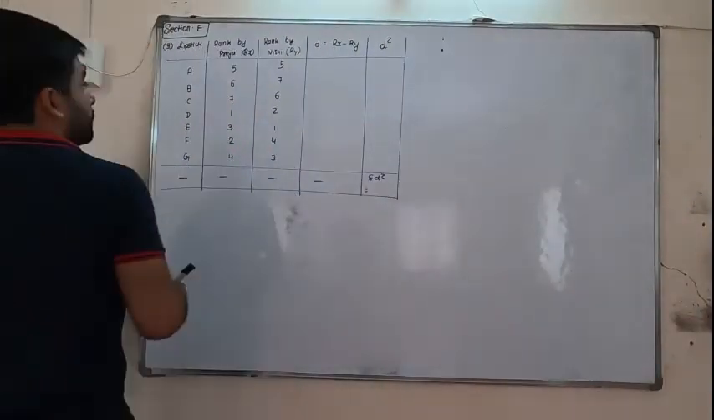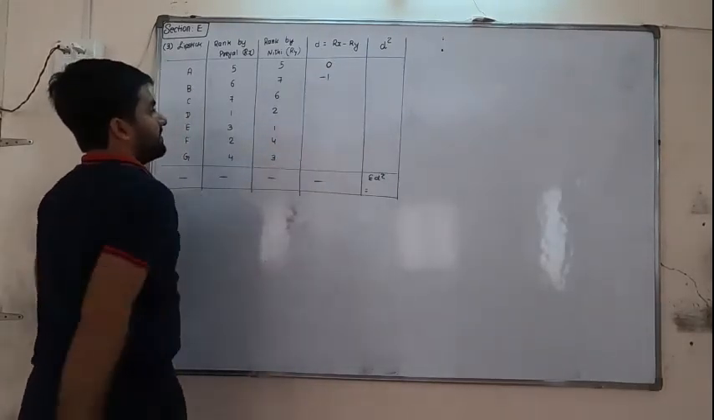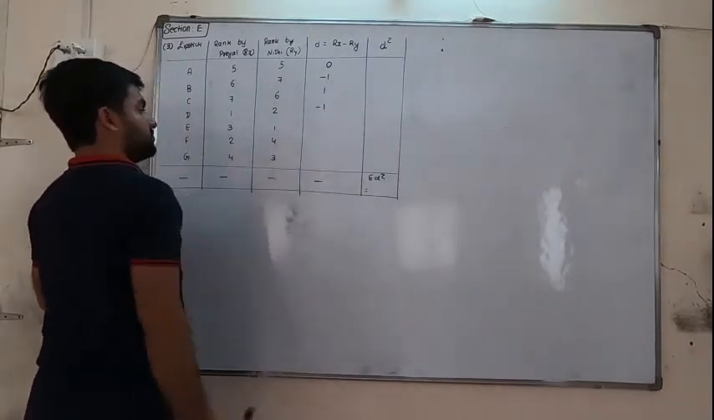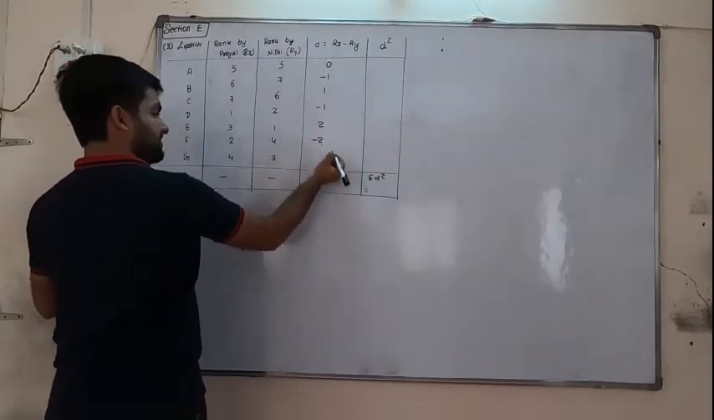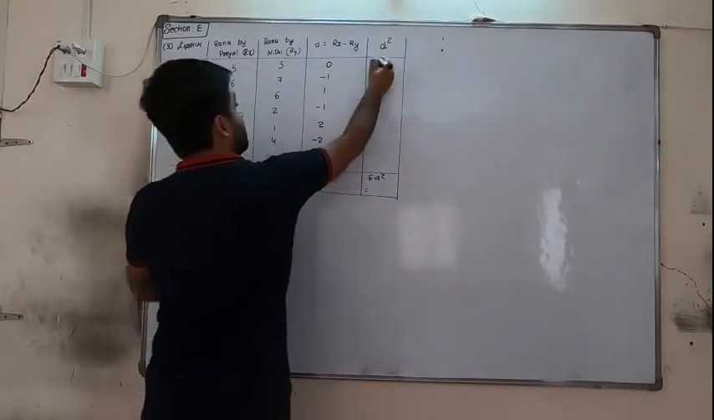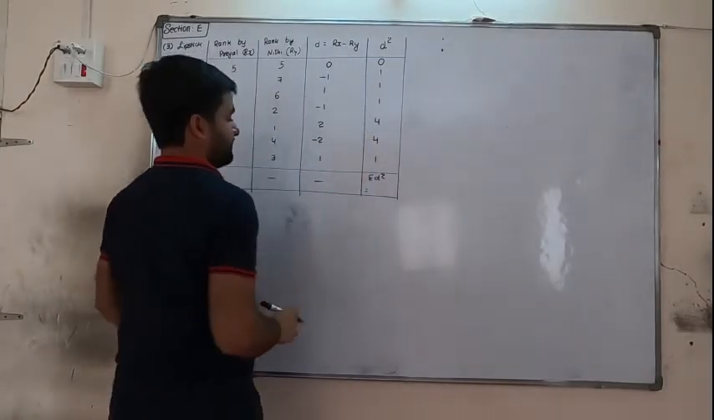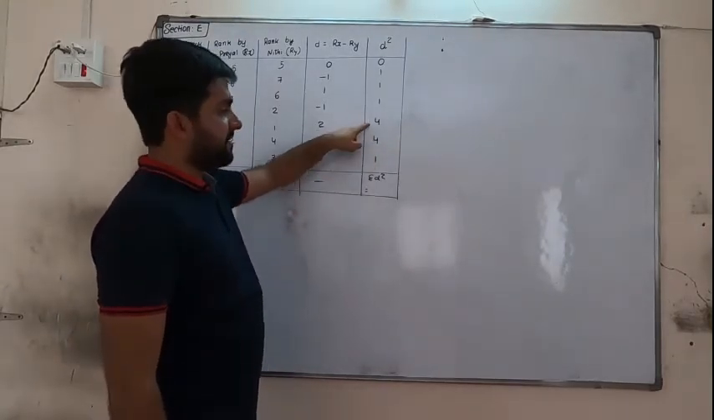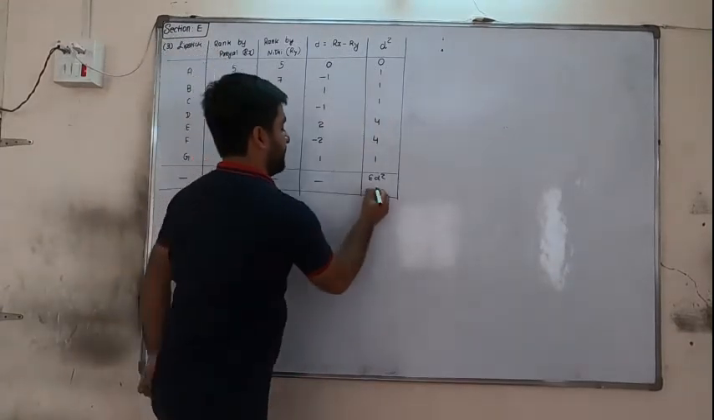So 5 minus 5, 0. 6 minus 7, minus 1. 7 minus 6, plus 1. 1 minus 2, minus 1. 3 minus 1, 2. 2 minus 4, minus 2. 4 minus 3, 1. Now d square: 0, 1, 1, 1, 4, 4, 1. 4 plus 1, 5. 5 plus 4, 9. Plus 1, 10. 11, 12.